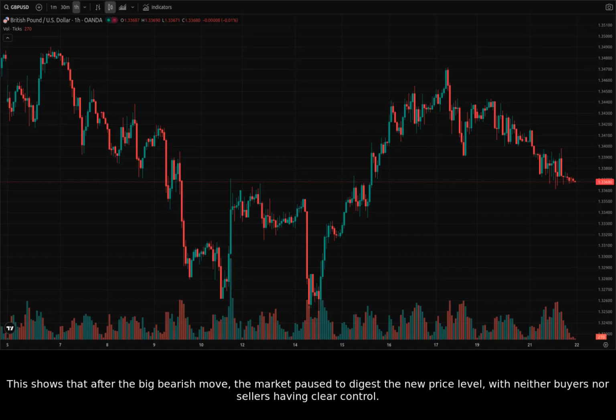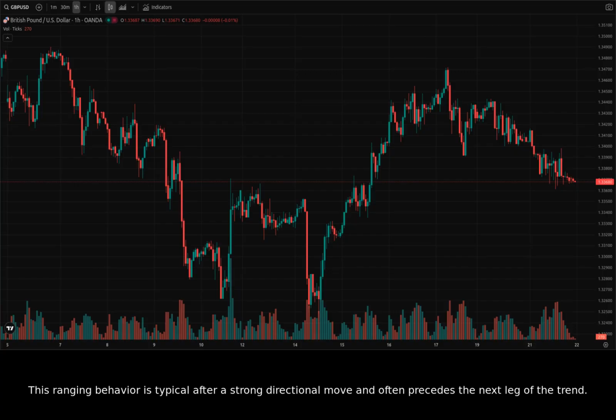This shows that after the big bearish move, the market paused to digest the new price level, with neither buyers nor sellers having clear control. This ranging behavior is typical after a strong directional move and often precedes the next leg of the trend.